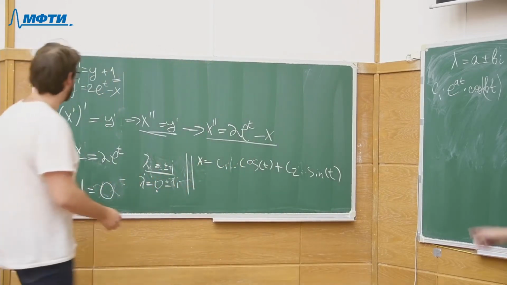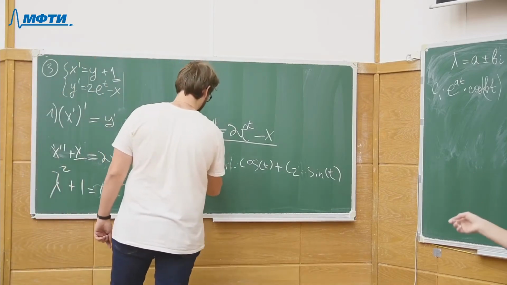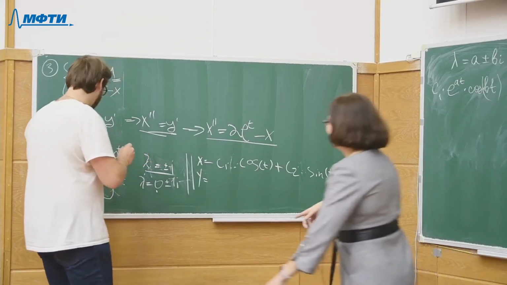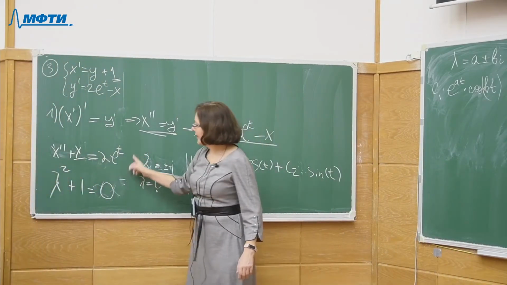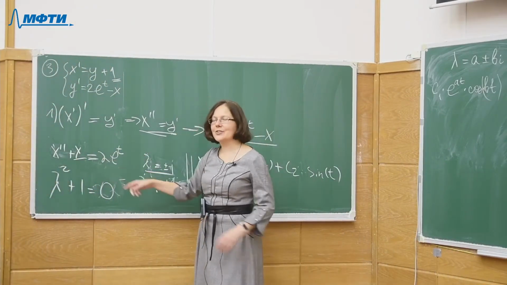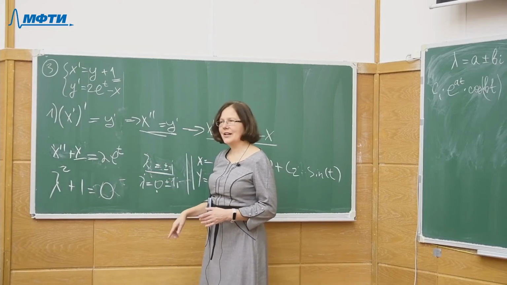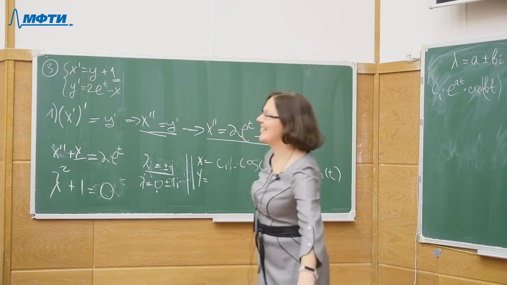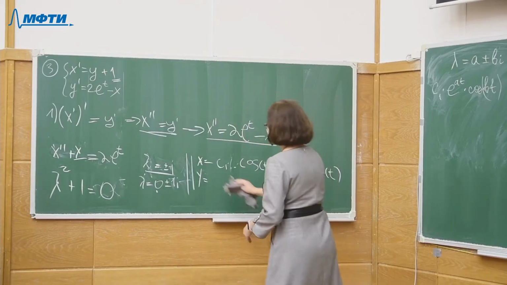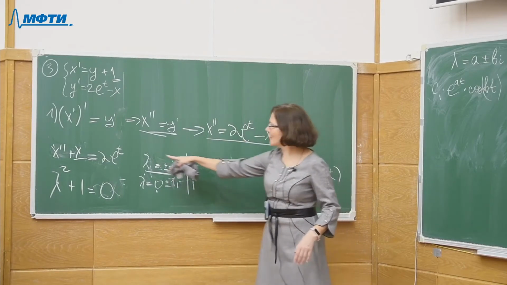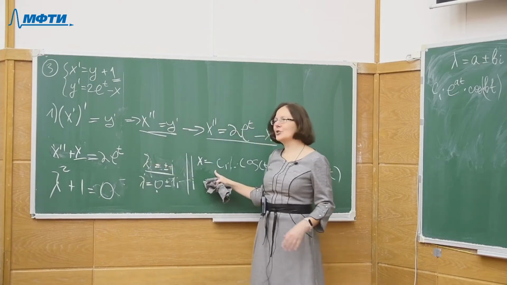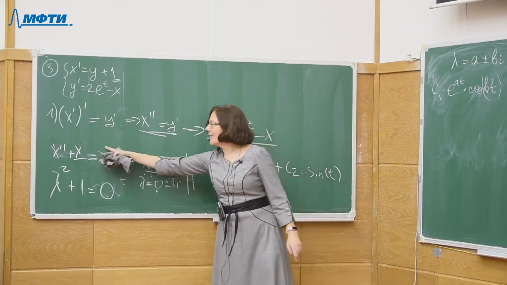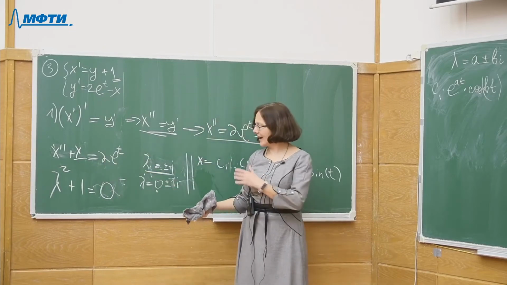And for y? This is for the homogeneous equation, but we have a non-homogeneous one. Look here, you have 2 e to t on the right-hand side. How to manage this? This is not the solution of this equation. This is the solution of the homogeneous part.